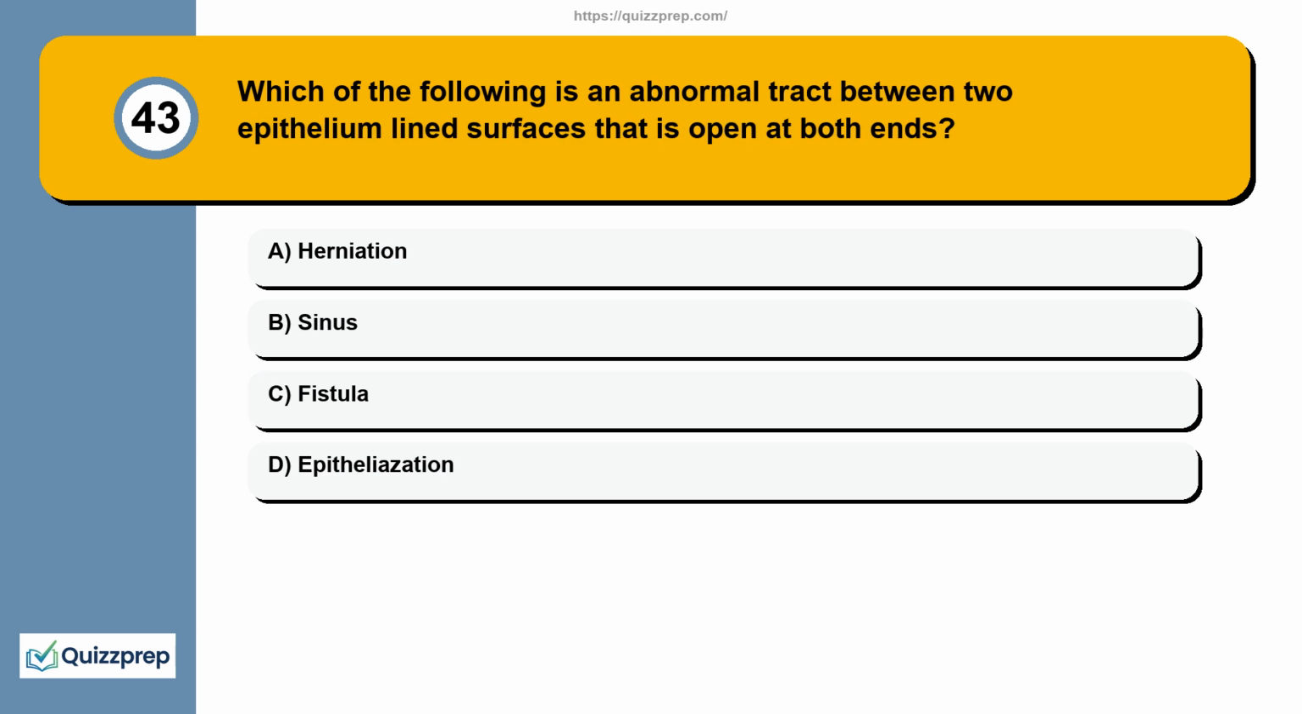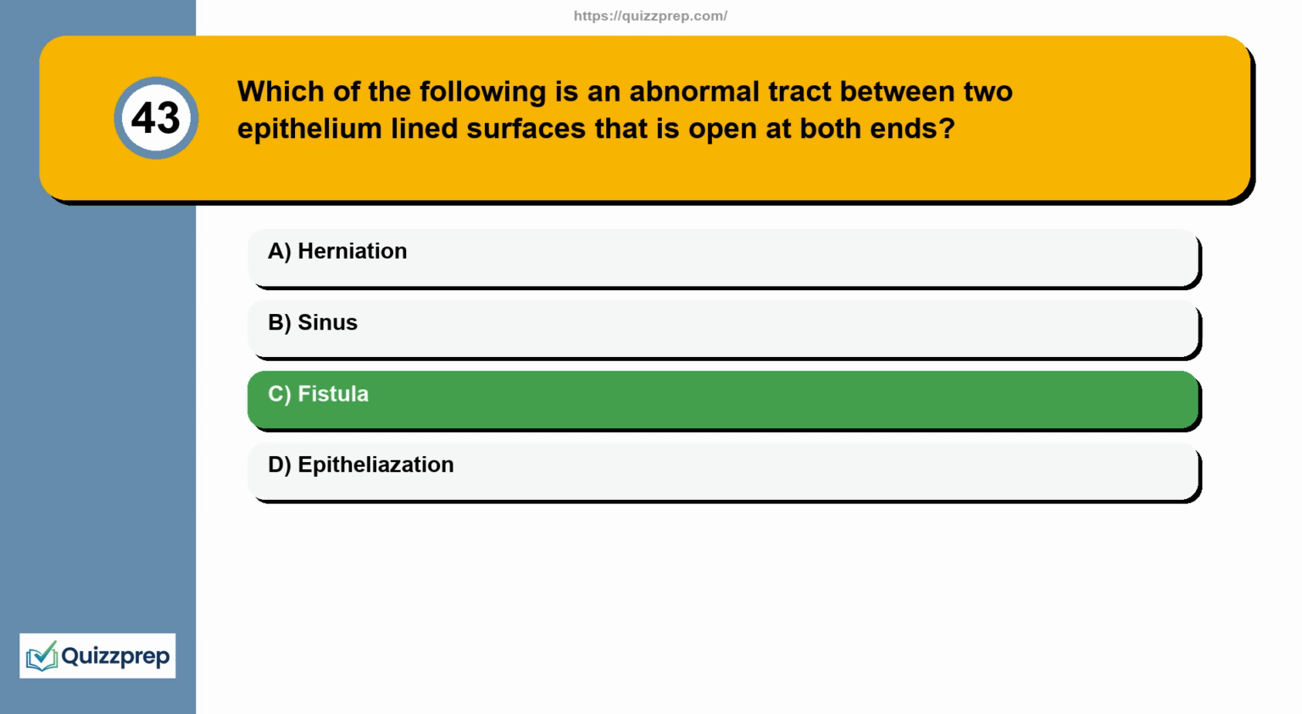Question 43. Which of the following is an abnormal tract between two epithelium-lined surfaces that is open at both ends? Option A, herniation. Option B, sinus. Option C, fistula. Option D, epithelialization. The correct answer is option C, fistula.